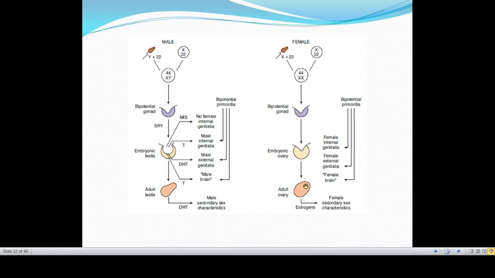I will pause here a while to let you have a good look at this figure. This figure shows the diagrammatic summary of normal sex determination, differentiation, and development in humans.